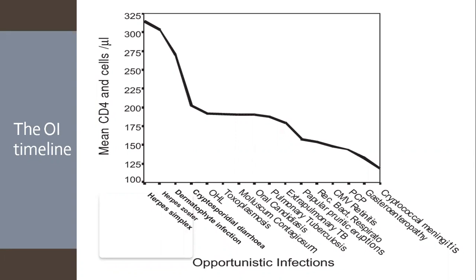Now, when it falls in the range of 250 to 150, we get another set, which is mainly GIT manifestations and lung diseases: pulmonary tuberculosis, extrapulmonary tuberculosis, candidiasis, etc. When it falls even further, we get very severe infections like CMV retinitis, cryptococcal meningitis, PCP, recurrent bacterial pneumonia, etc. So remember this timeline.